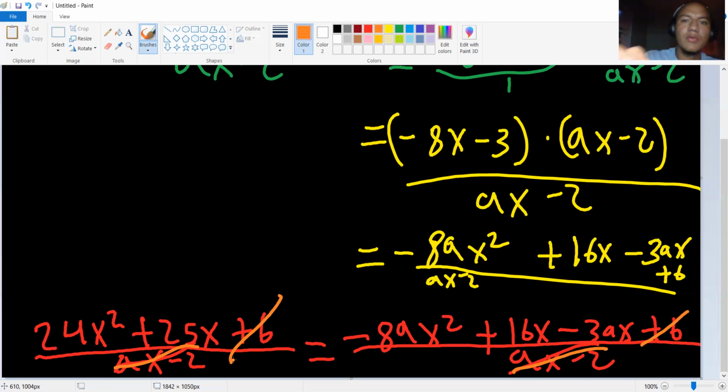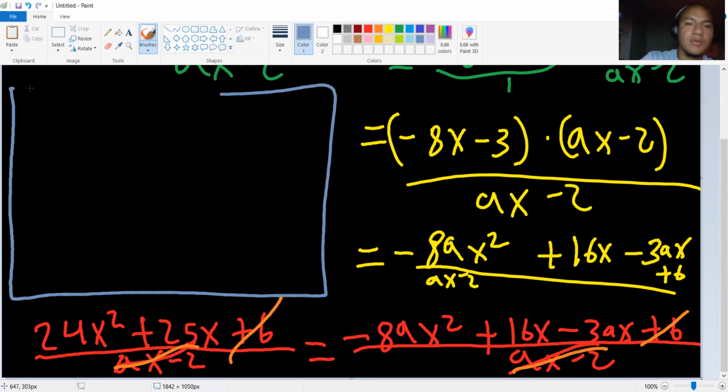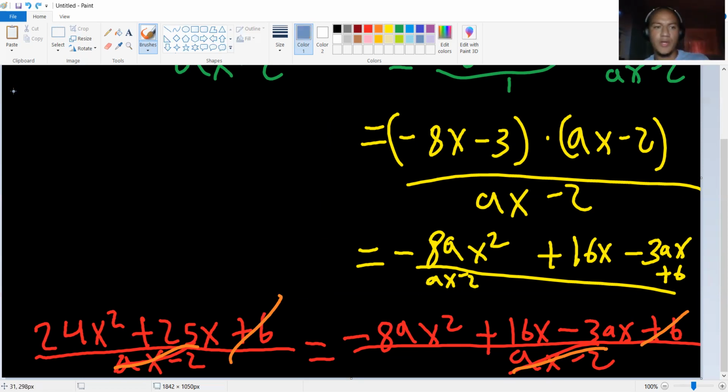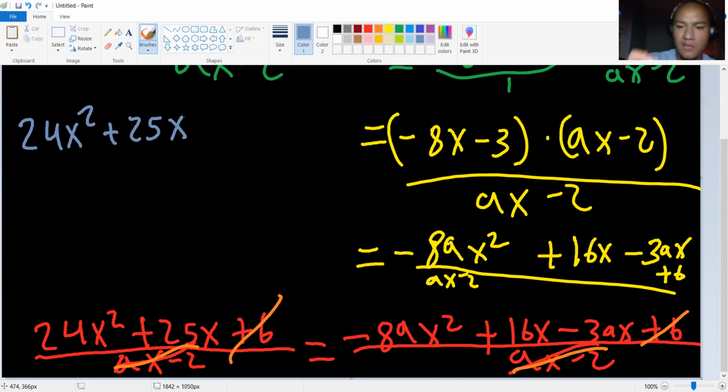And I'll use this little box over here to finish off the work. So finally, we get 24x squared plus 25x equals, well, actually, we could move everything to the other side and make this whole thing equal 0, and that'll be the solution.